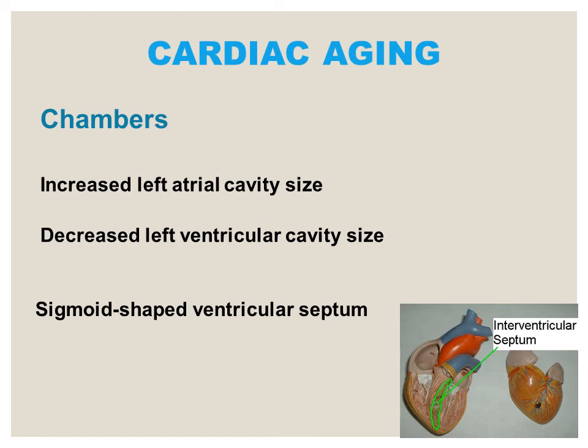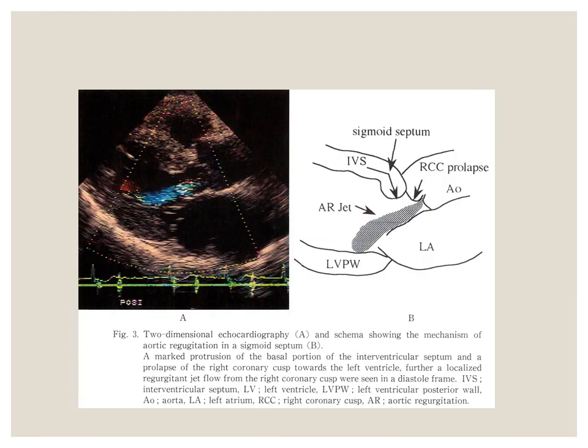Now, some of the effects of aging on the heart. There are different effects of aging on different components of the heart. So first, what happens to the chambers with age? There is increase in the left atrial cavity size. There is decrease in the left ventricular cavity size, and the ventricular septum becomes sigmoid shaped. So this is the diagram showing the left atrial cavity size and the sigmoid shape of the interventricular septum.